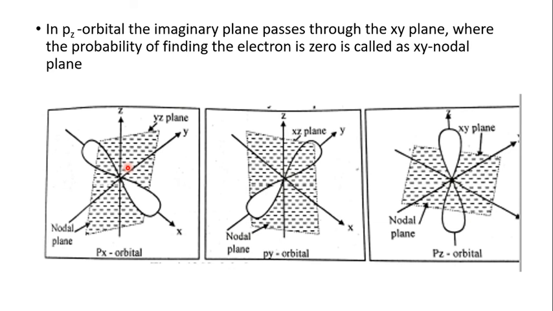So see, for the px orbital, the nodal plane is the yz plane. For the py orbital, the nodal plane is the xz plane, and for the pz orbital, the nodal plane is the xy plane. So the nodal plane is a plane at which the probability of finding the electron is 0.